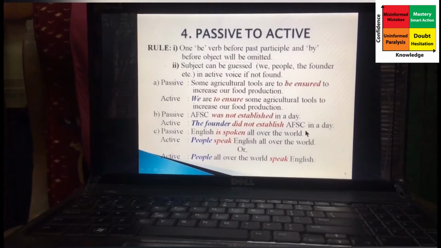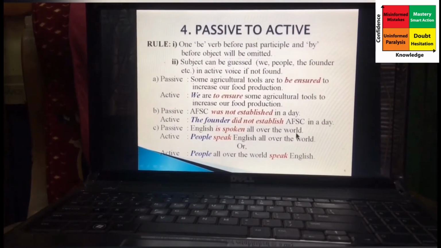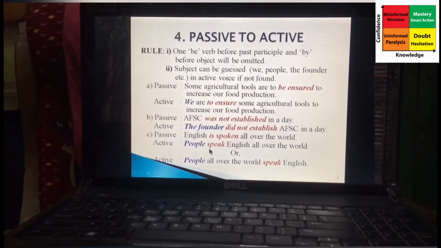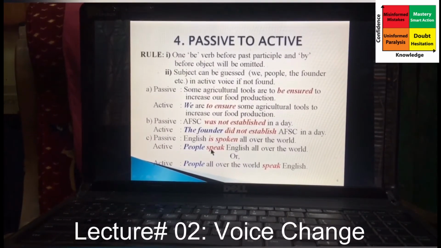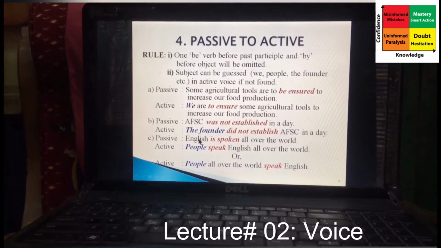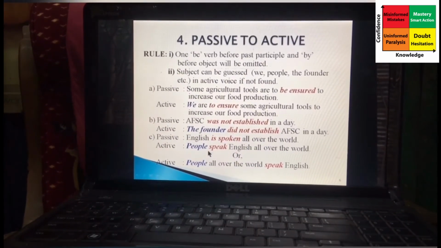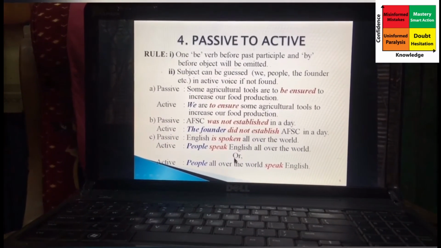English is spoken all over the world. So we are not getting an object here, but we have guessed, that means the subject is people. So people, and it is present, so people speak. And English is the subject, it will be the object now. People speak English all over the world.